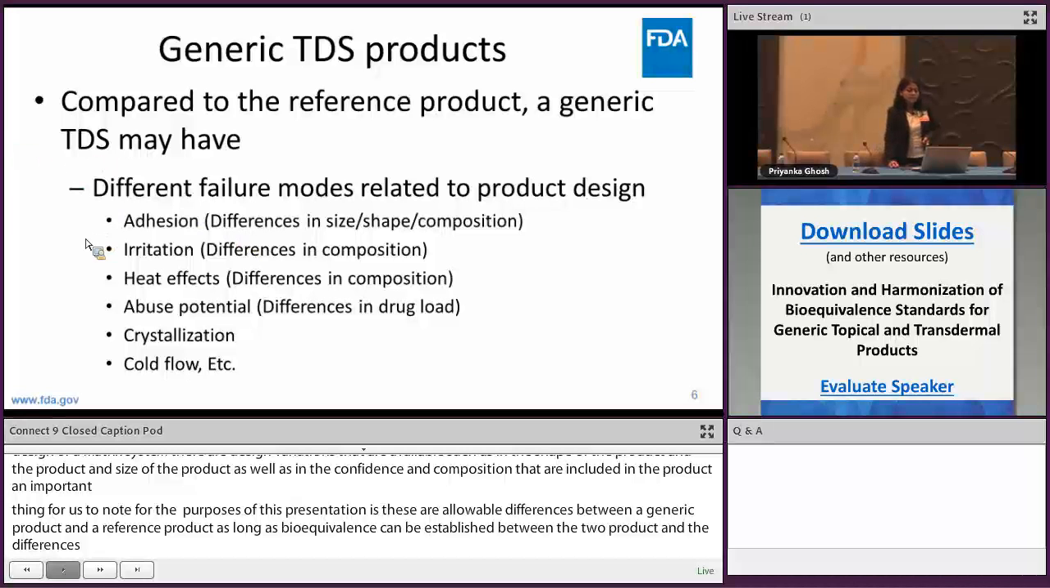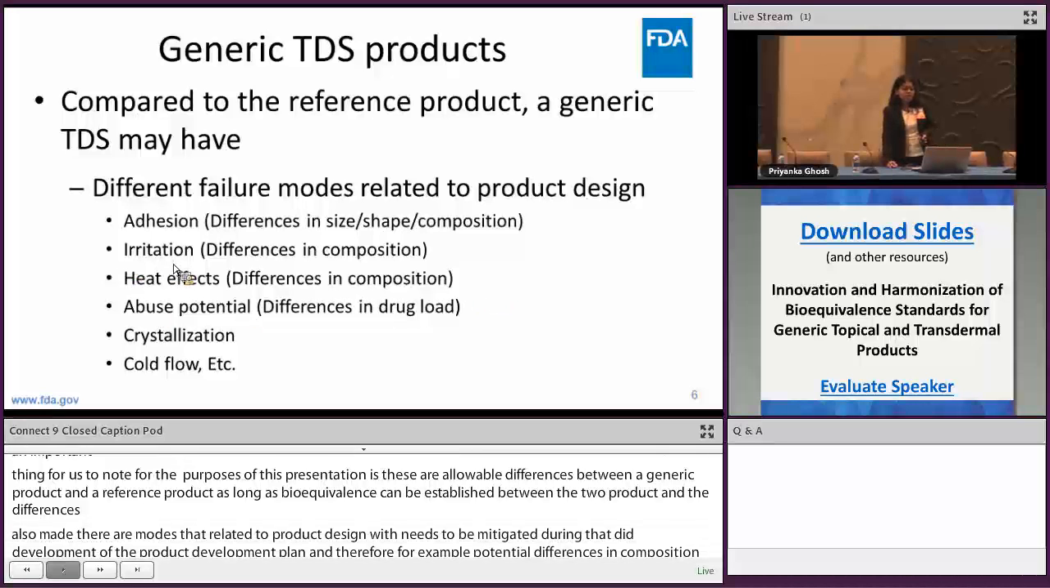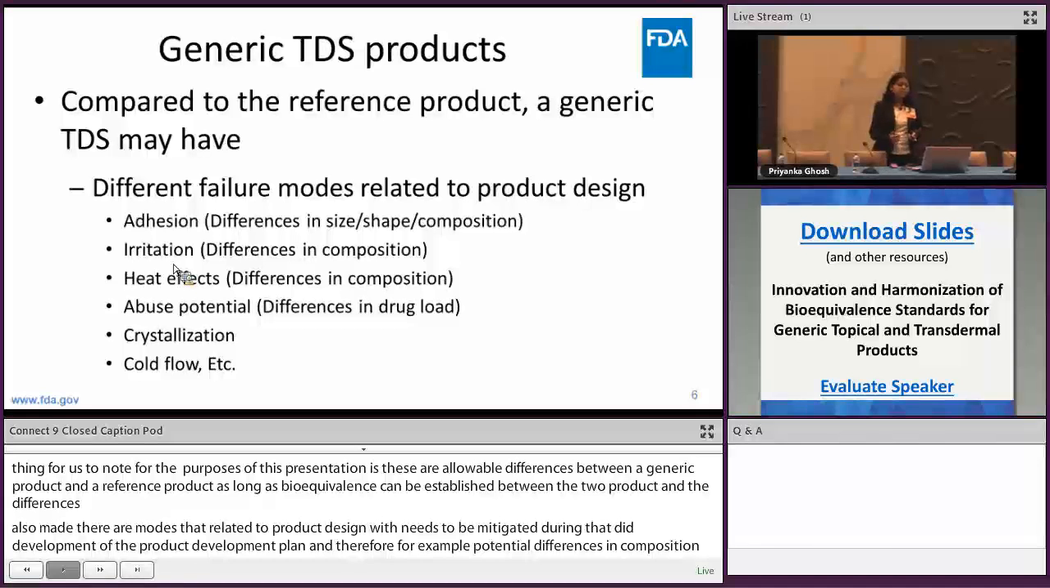And therefore, to evaluate, say, for example, potential differences in adhesion between a test product and a reference product that may arise due to differences in size, shape, or composition, we recommend an in vivo adhesion study. To evaluate differences in the sensitization potential, if there are any differences in the sensitization potential between test product and a reference product, we recommend an in vivo irritation study. And I'll be talking more about the in vivo studies that we recommend typically for establishing BE for transdermal systems. Dr. Rotten, during his talk, will be talking about some of the quality aspects that need to be incorporated within the product development plan that may arise due to differences in the product design.